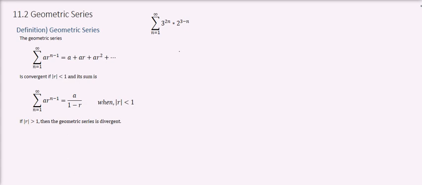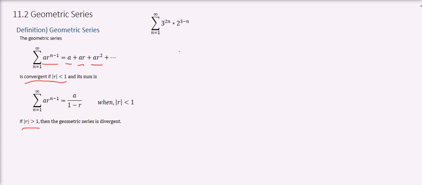A geometric series is a series of the form a times r to the n minus 1, which when we write it out into individual pieces, we see that we get a term a plus a term ar plus a term ar squared, where we can see that each consecutive term is being multiplied by an additional factor of r. And we know that by the definition, a geometric series is convergent if our absolute value of r is less than 1, and divergent if r is greater than 1.